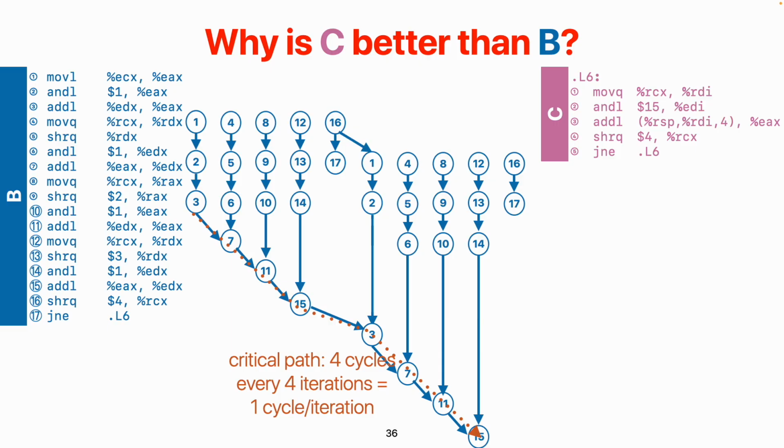So another way to look at this: this is the data flow graph of C. We already learned it's one iteration per loop.